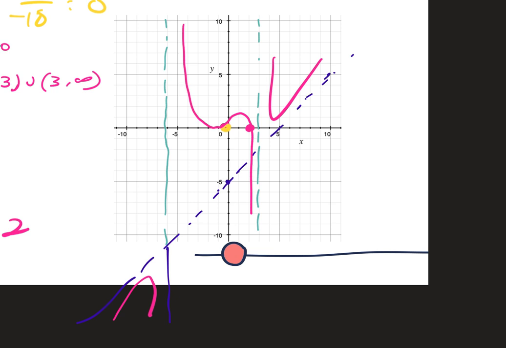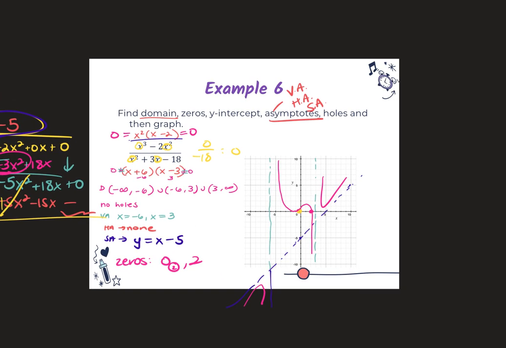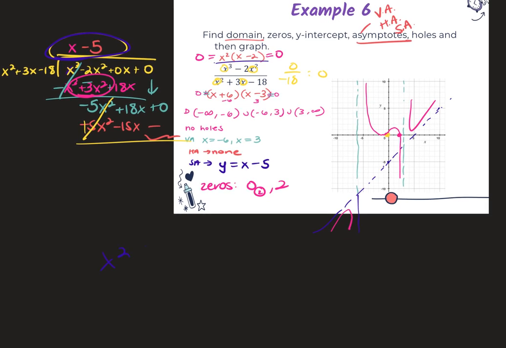And you can plug in the point to your factored function. I could plug it into x squared times x minus 2 over x plus 6 and x minus 3. Or I could plug it into the original one. It doesn't matter because we didn't actually alter it. We just factored it.